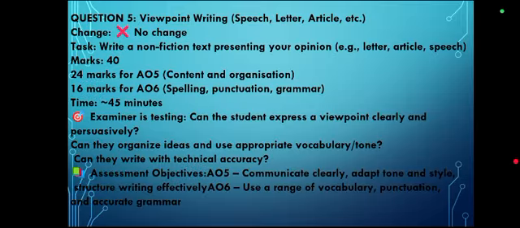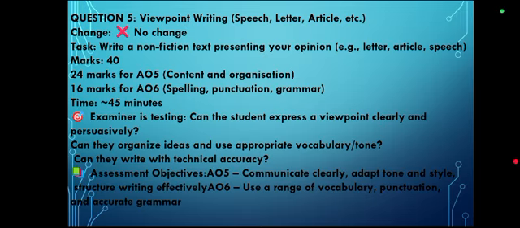Today, we'll be looking at question number 5 of the Paper 2 English Language GCSE. You're going to be writing on a viewpoint, such as a speech, letter or article. For this paper, there are no changes. Your task is to write a non-fiction text presenting your opinion. It is a 40-marker. It is a huge one.